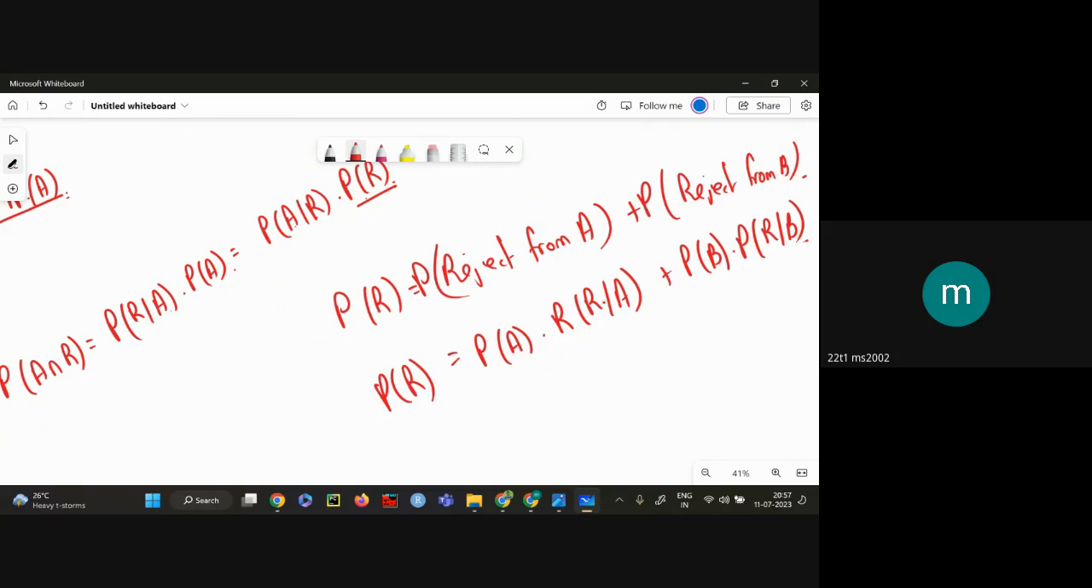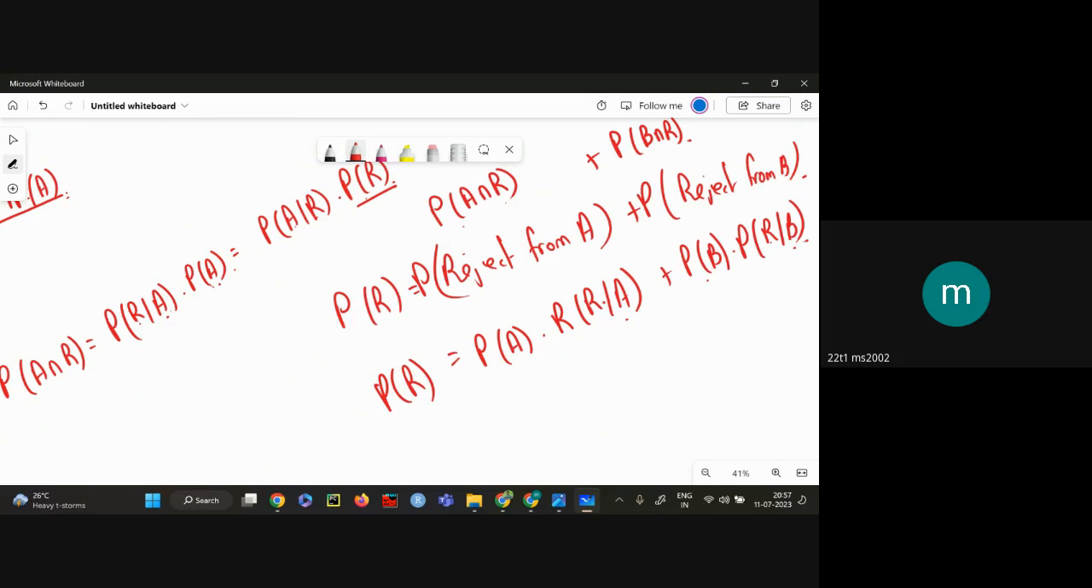That is the probability that it will be rejected from A, and this is the probability that it will be rejected from B. So this is nothing but probability of A intersection R plus probability of B intersection R. That is your probability of R. What is A intersection R? It is the marginal probability of A into the probability of rejection given it is coming from A. Similarly, the probability of B intersection R is the marginal probability of B into the probability of rejection from B.